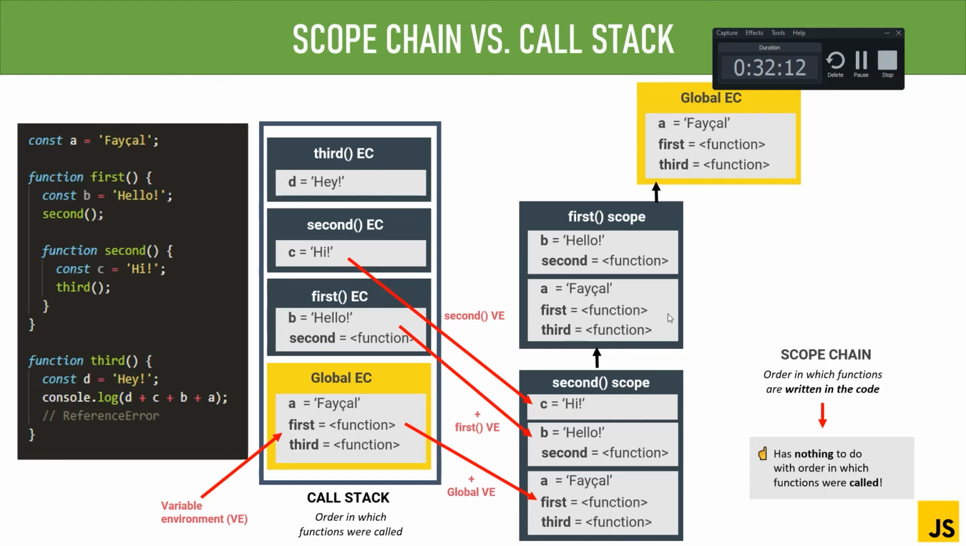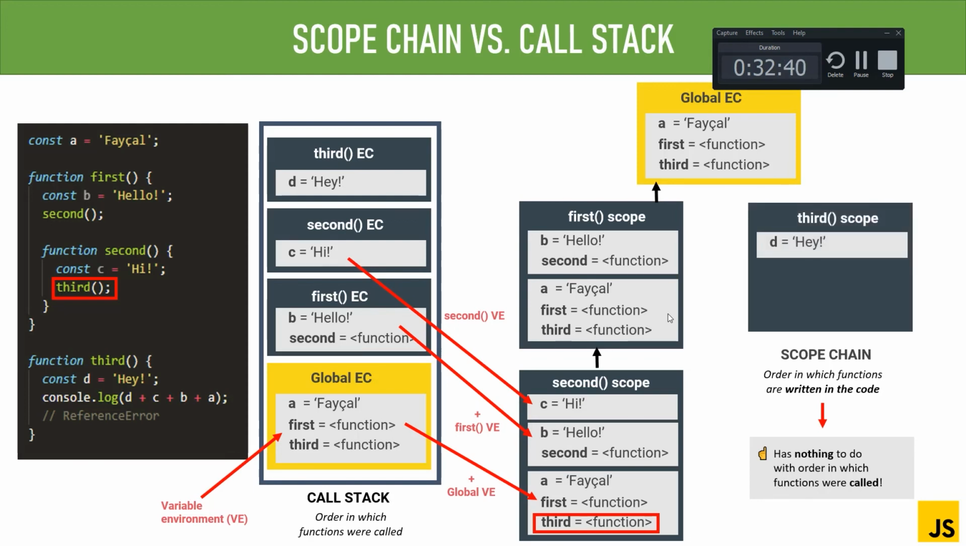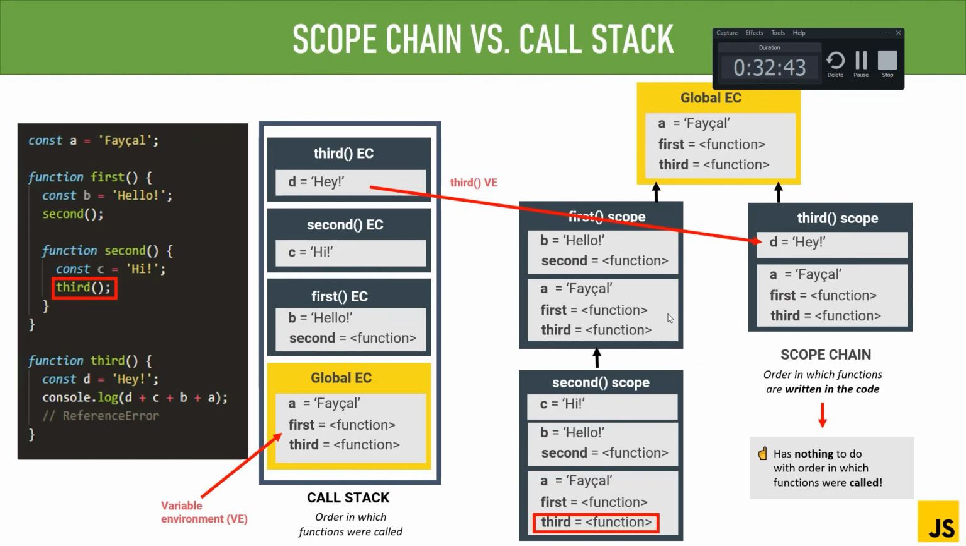Okay? Now, in the second function, we try to call the third function. But why does that work? Well, it works because the third function is in the scope chain of the second function's scope, as we can see here in our scope chain diagram. It's a function in the global scope, or a global function, and therefore it's accessible everywhere. Of course, this will create a new scope along with the scope chain, as we already know. Great. So what happens in this third function?